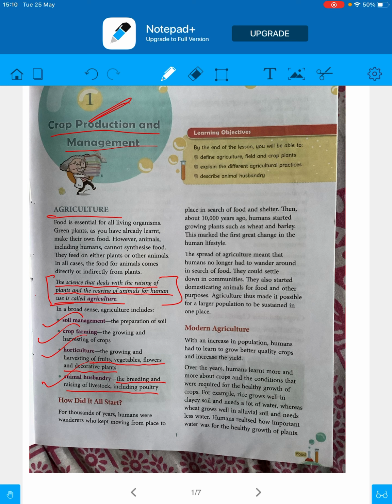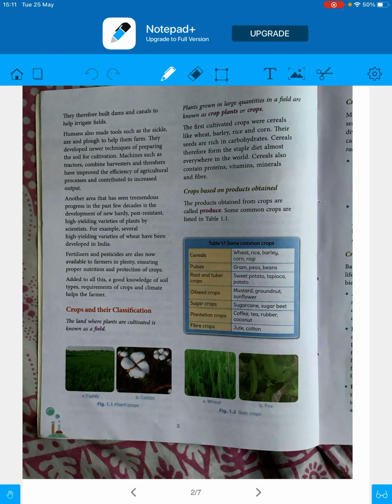Okay, then we have studied how it all started. It all started 10,000 years ago, right? When humans started growing wheat and barley, and like this it has improved into modern agriculture. We have learned lots of techniques by using which we can produce more amount of crops, right? Then we have learned about crops and their classifications, right? The land where plants are cultivated is known as what? A field. Plants grown in large quantities in a field are known as what? Crop plants or crops. Okay.